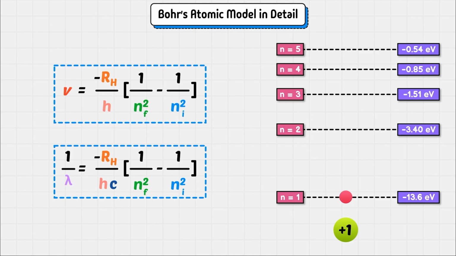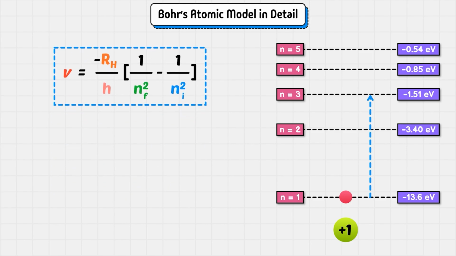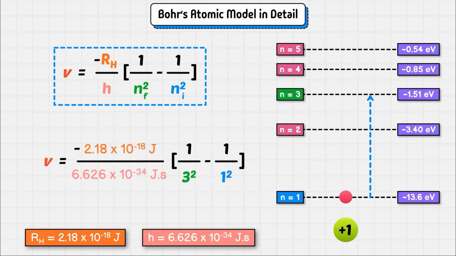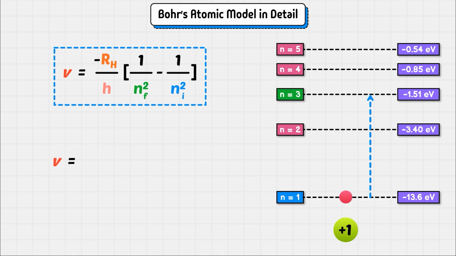For example, if we want to determine the frequency of electromagnetic radiation that can excite an electron from first orbit to third orbit, we can use this equation. The first orbit is the initial orbit, and the third orbit is the final orbit. After plugging in the values of Rydberg's constant and Planck's constant into our equation and solving it, we get the frequency of that electromagnetic radiation, which is 2.92 times 10 raised to the power 15 cycles per second, or 2.92 times 10 raised to the power 15 Hz.